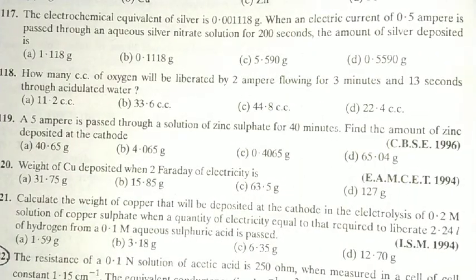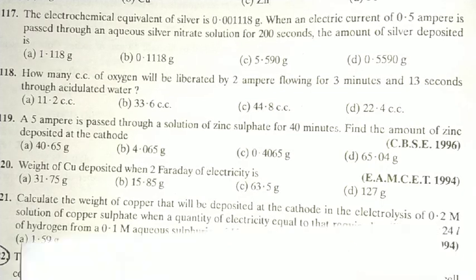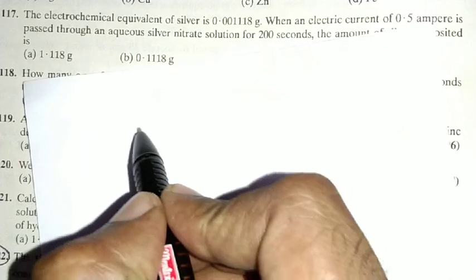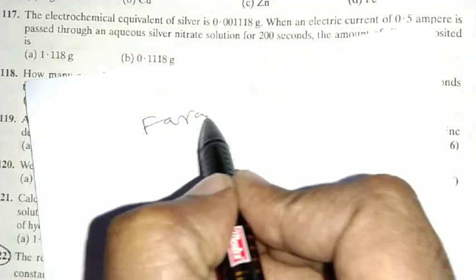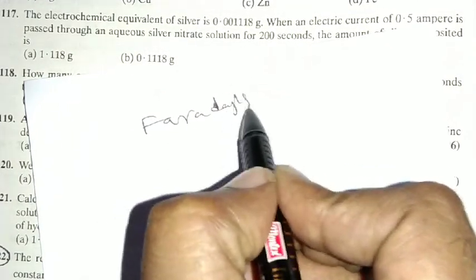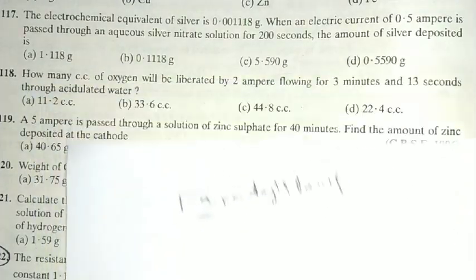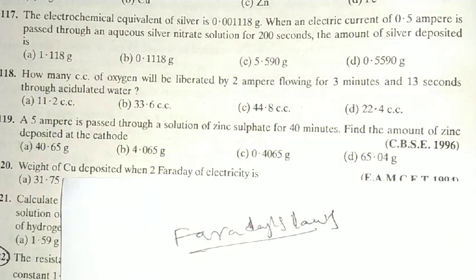In today's session we shall learn about some important models from electrochemistry, especially based on Faraday's laws. There are two types of Faraday's laws: Faraday's first law and Faraday's second law.